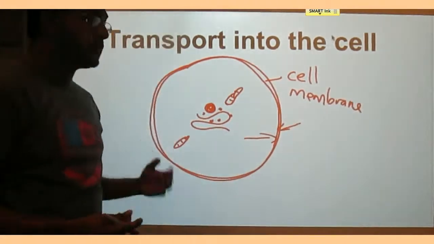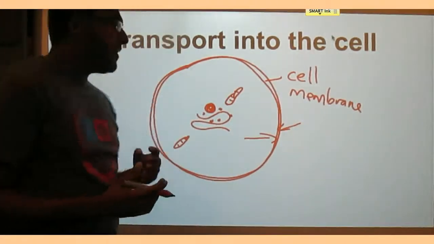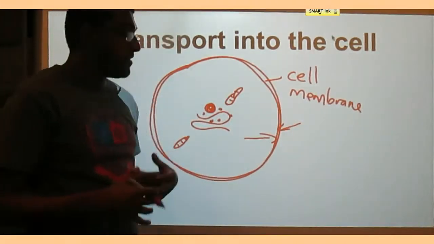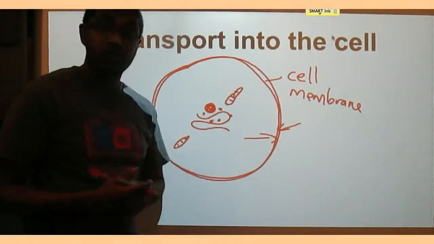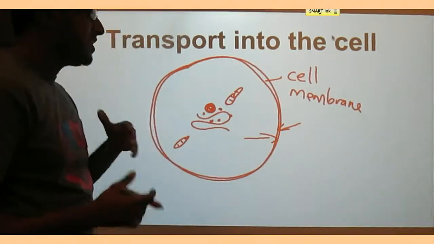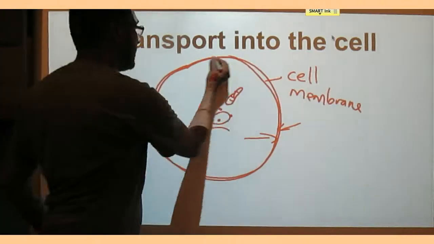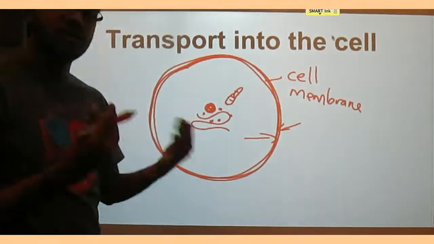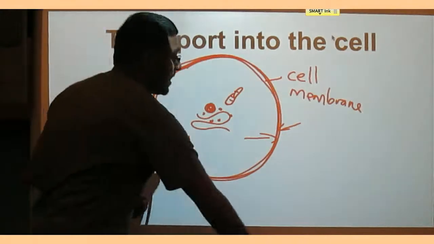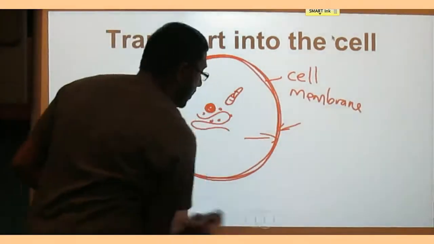What the cell membrane does is allow materials to enter the cell and also to get out of the cell. However, not everything can be allowed in or out. Certain things must be allowed, so it acts like a security system that allows certain things out and certain things in.